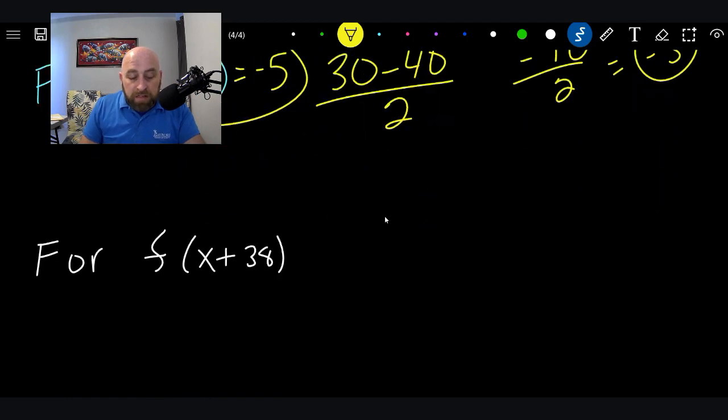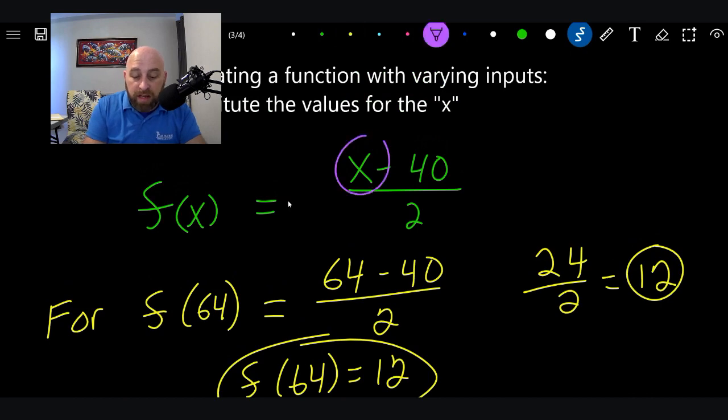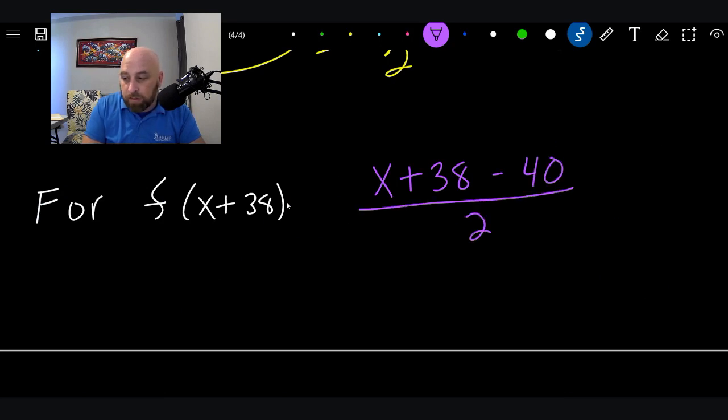The next one is function of x plus 38. So where there is an x, we're going to put x plus 38. So we'll have x plus 38 in place of the x minus 40 divided by 2. You might think, oh, that's weird. I don't know how that's going to solve out. The only thing here is it's going to solve out, and we're just still going to have an x. We're not going to have a number. We're not going to have 2 or 6. We're going to have x minus something or x plus something.